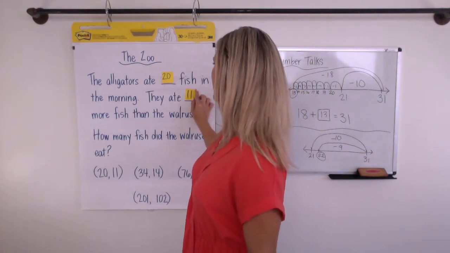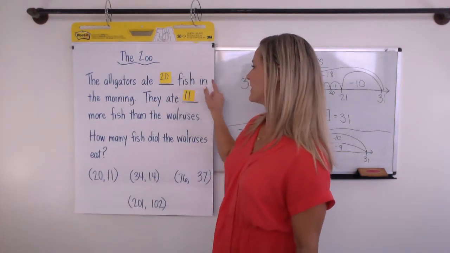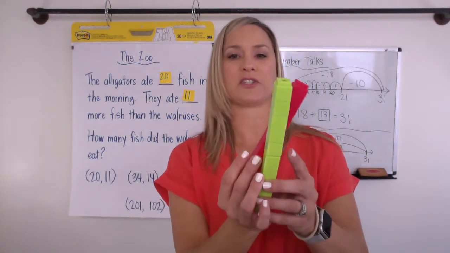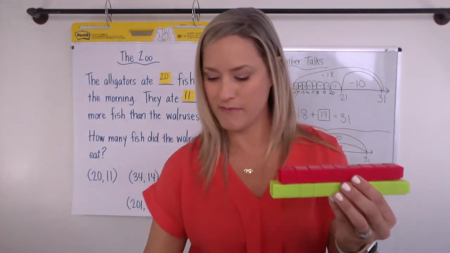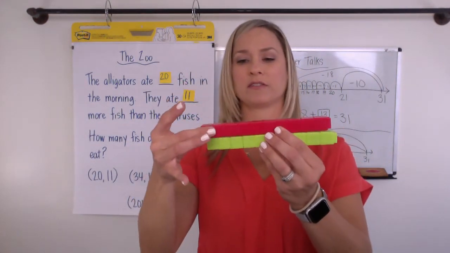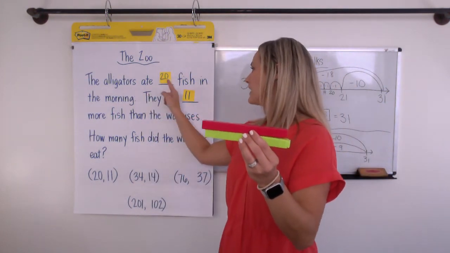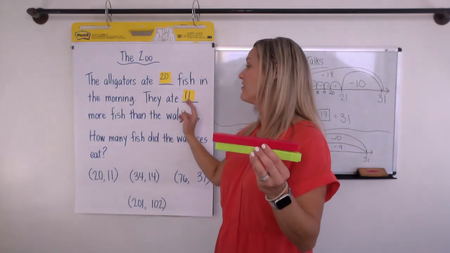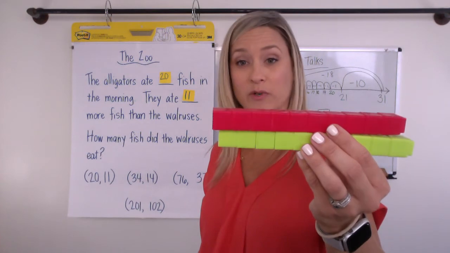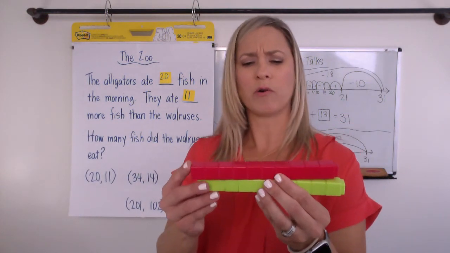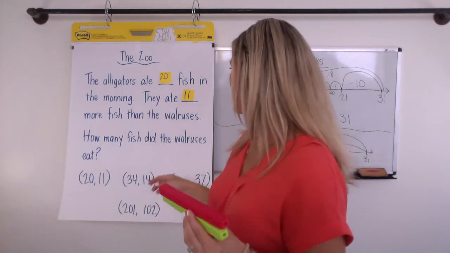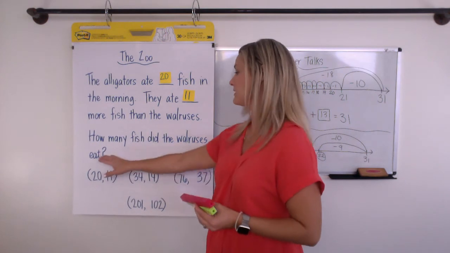Okay, so here we go. The alligators ate 20 fish in the morning. Okay, let's see it, alligators. 20 fish. Got my two. Oh, man. I forgot I had put the other one on, so I have to turn it back into a... There we go. 20 fish. The alligators ate 20 fish in the morning. They ate 11 more fish than the walruses. So this is 11 more fish than what the walruses ate, right? So are the walruses going to eat more than 20 fish or less? That's a big question. Okay, how many fish did the walruses eat?